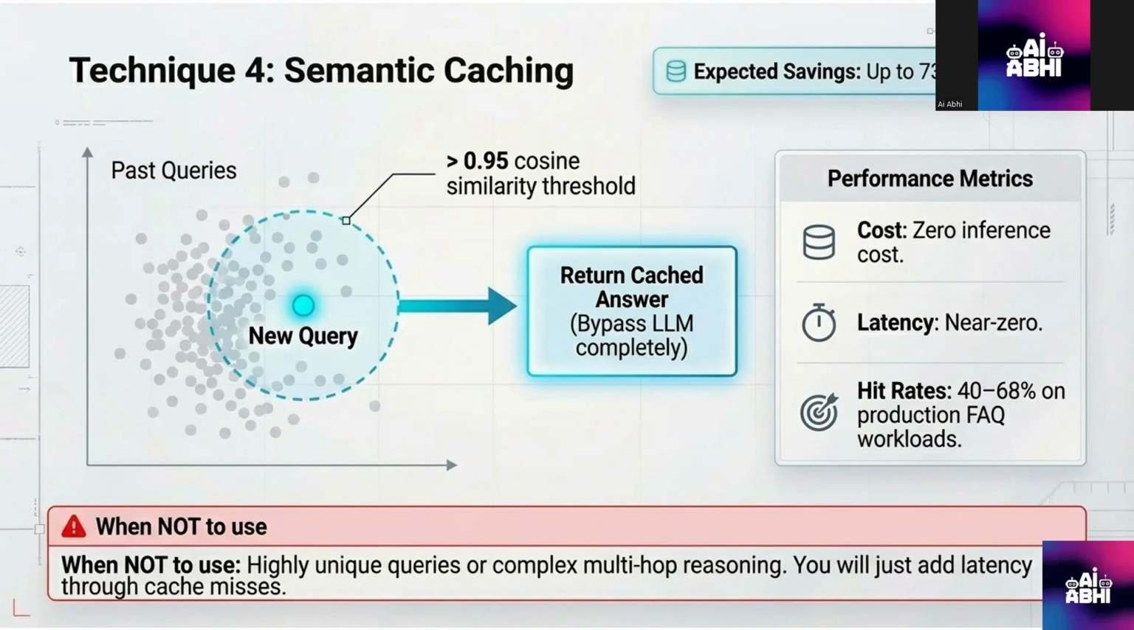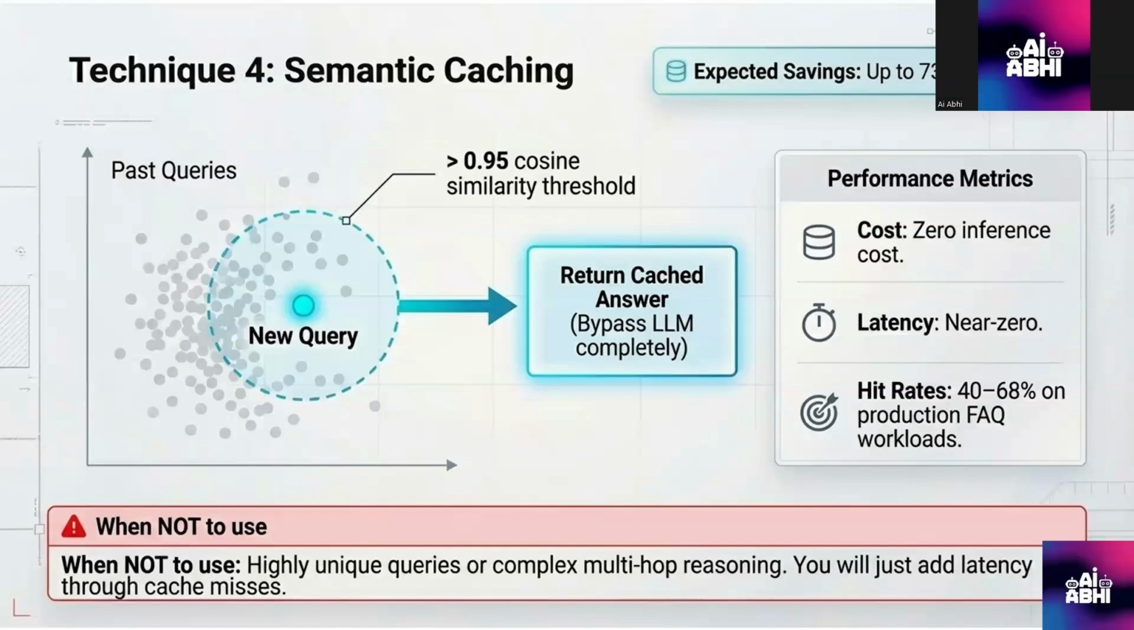When does it work? Customer support FAQ systems and internal knowledge bases, where many users ask variations of the same 50 questions. In this case, this technique works. Production implementations report semantic cache hit rates of around 40 to 68% on these workloads. At a 68% hit rate, you are making 68% fewer LLM calls, so that maps almost directly to cost.